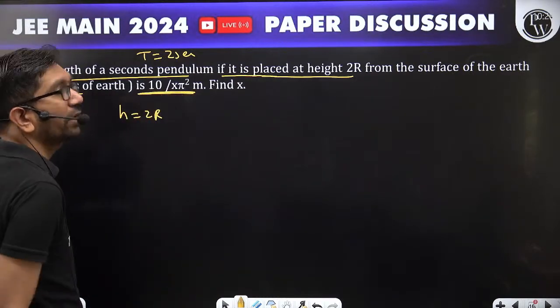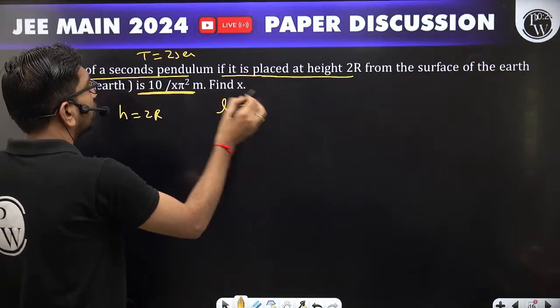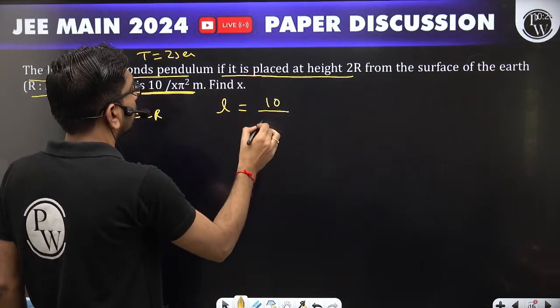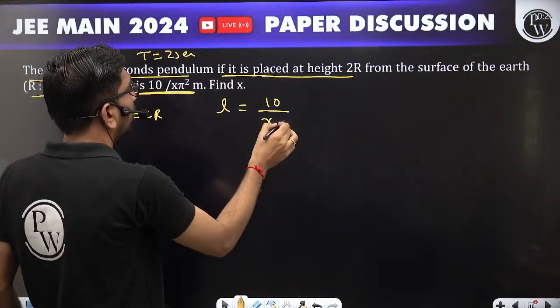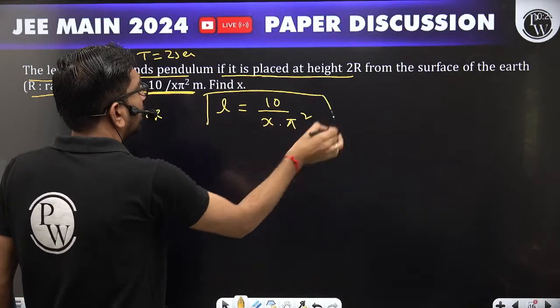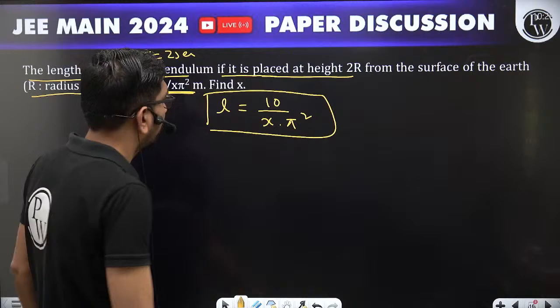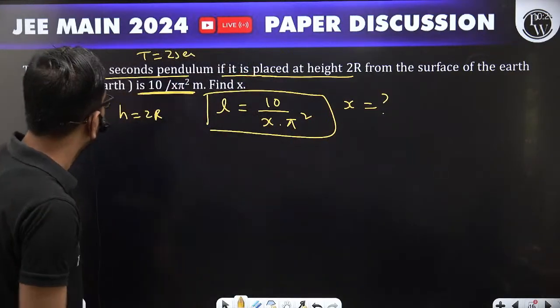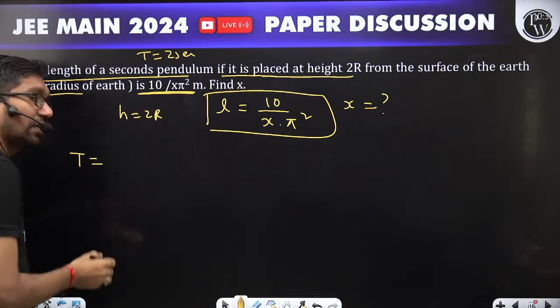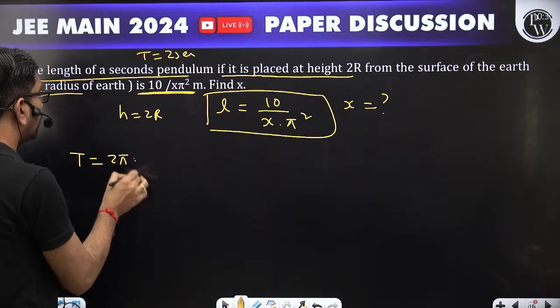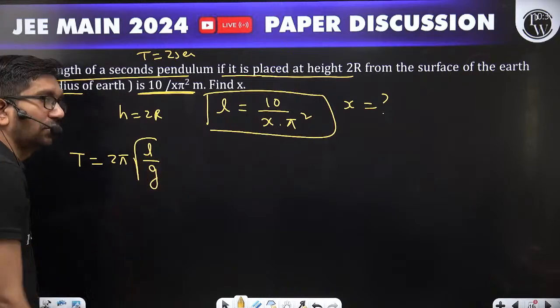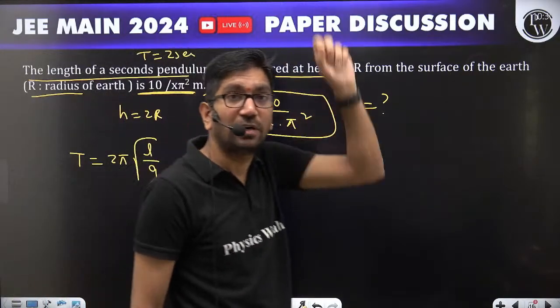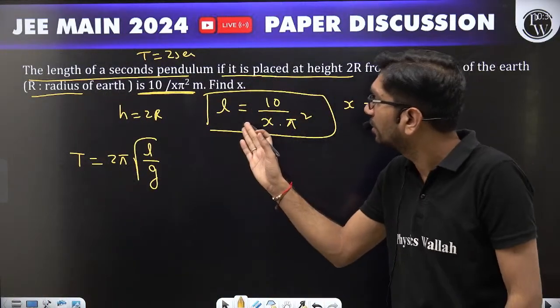the length you'll get is like this: 10 upon x into pi square. So you have to find out the x value. As everyone knows, the time period of a simple pendulum formula is 2 pi under root of L by G, but this second pendulum is taken at this height.